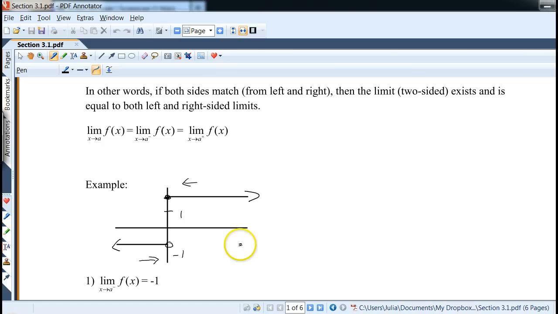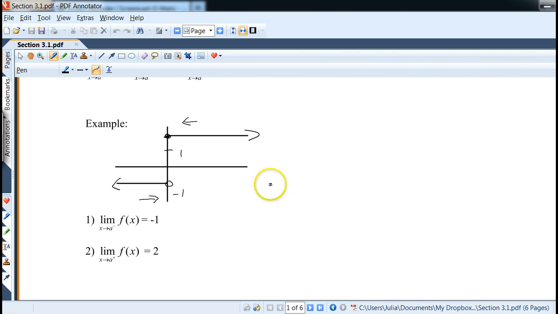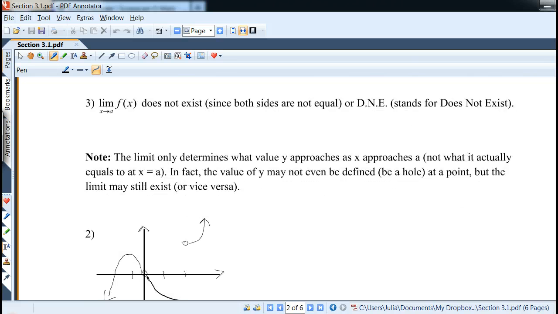So this is what it looks like. Say we're approaching the limit from the left. Notice we're approaching the hole, so it would be the y value as if there was a y value, because again, we're just getting really close to -1, it looks like. And then from the right, we're approaching the y value of 2. Sorry, 2, not 1. Since both sides do not match, the limit itself does not exist.